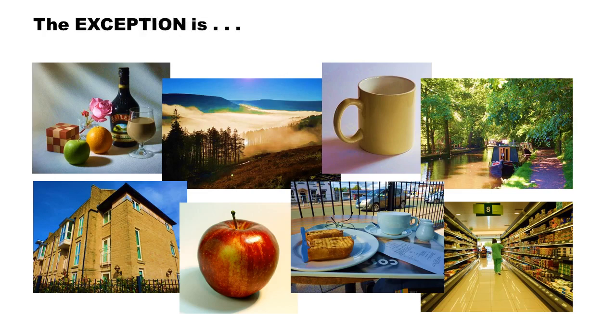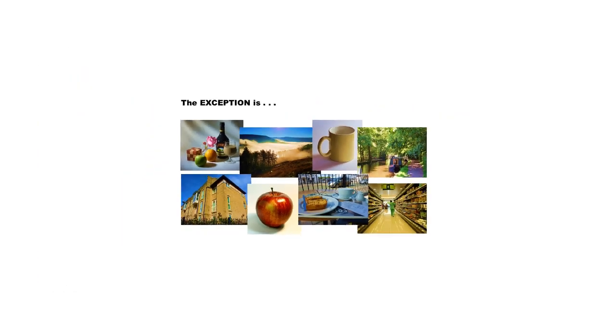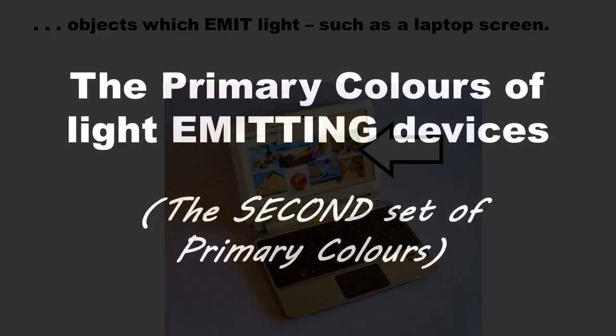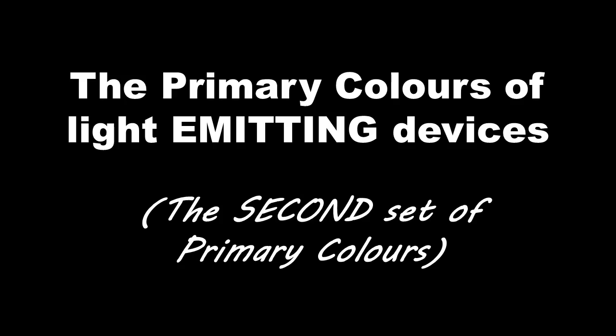The exception is objects which emit light, such as a laptop screen. So now let's look at the primary colours of light-emitting devices, and these are the second set of primary colours.